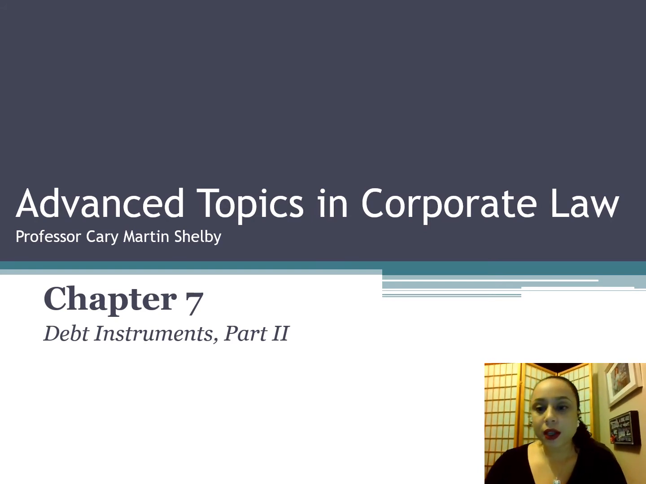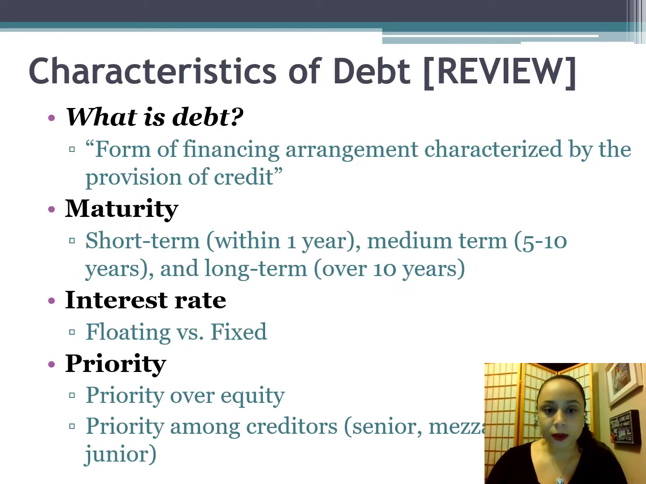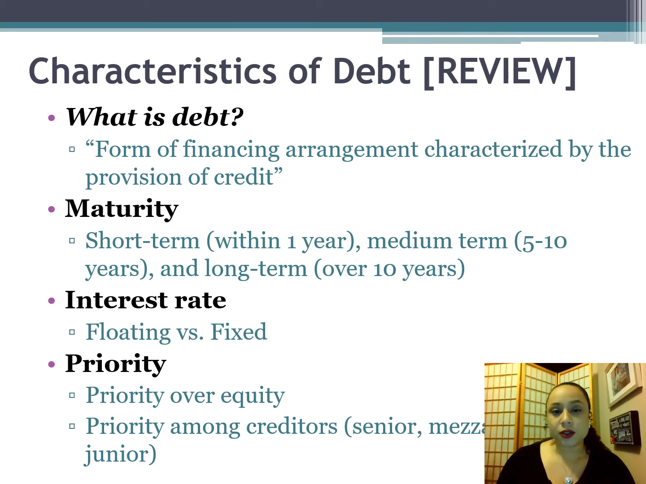Before beginning the assigned reading materials that you were supposed to read on Monday, I wanted to first begin with a quick review. Last week we began our chapter on debt. We started our discussion by first going over some of the characteristics of debt that are set forth in your casebook. Before getting into the characteristics, the book provided a very general definition of debt in that it's a form of financing arrangement characterized by the provision of credit.